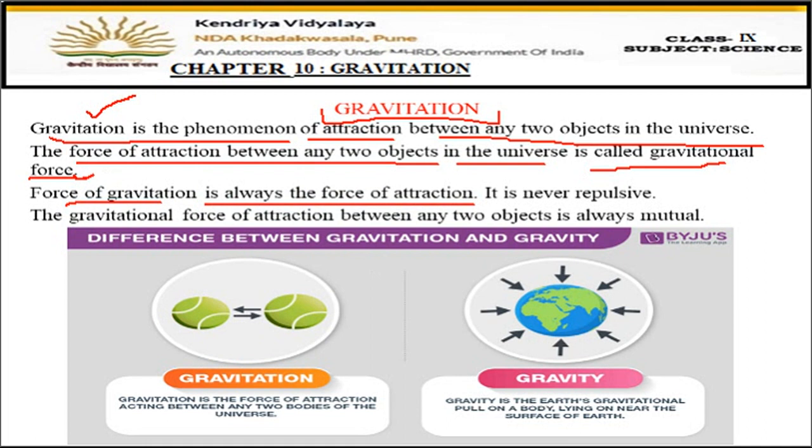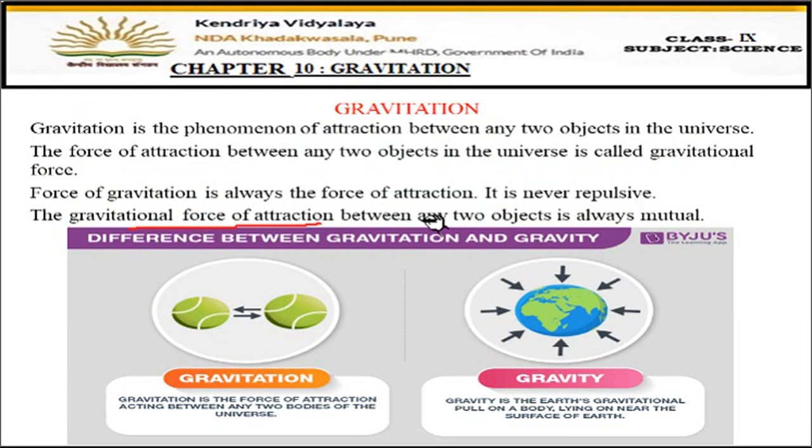The force of gravitation is always the attractive force. It is never the repulsive force. That force which is present between any two objects in the universe is always attractive. It can never be repulsive. The gravitational force of attraction between any two objects is always mutual. Mutual means that the force of attraction is applied by both the bodies.